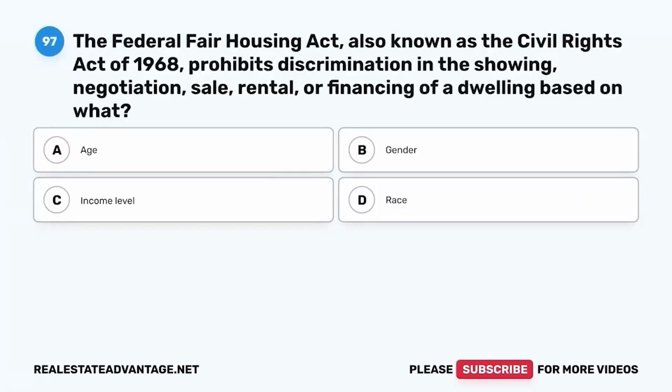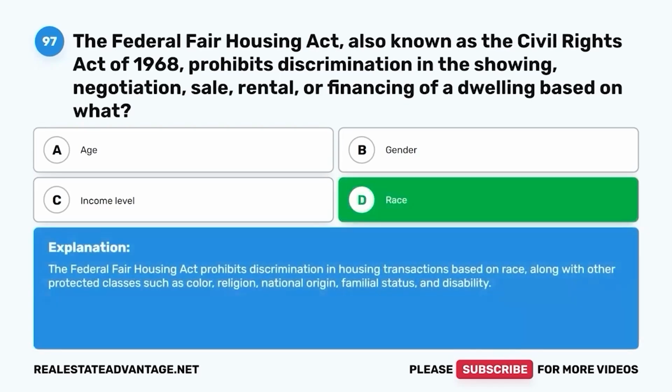Question 97. The Federal Fair Housing Act, also known as the Civil Rights Act of 1968, prohibits discrimination in the showing, negotiation, sale, rental, or financing of a dwelling based on what? A. Age, B. Gender, C. Income level, D. Race. The correct answer is D. Race. The Federal Fair Housing Act prohibits discrimination in housing transactions based on race, along with other protected classes such as color, religion, national origin, familial status, and disability.